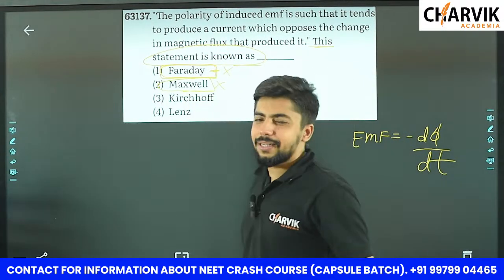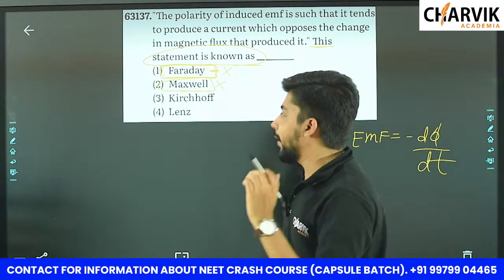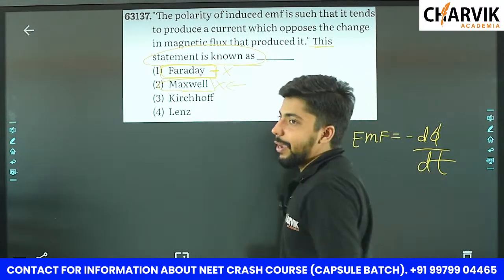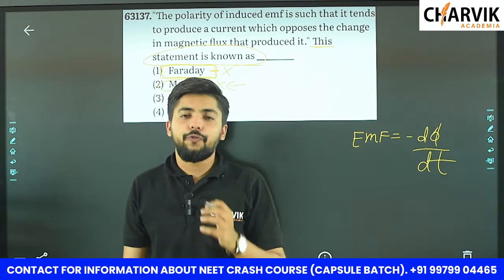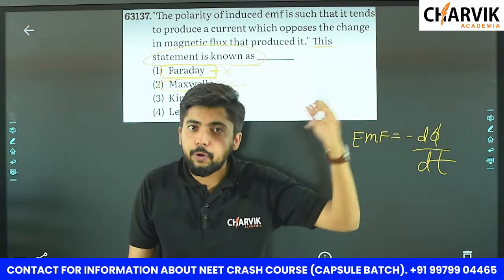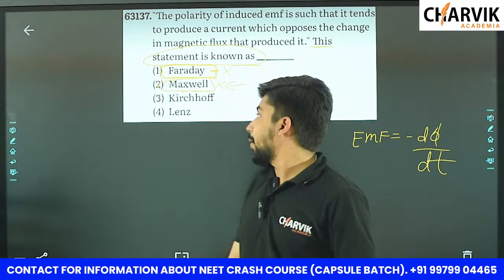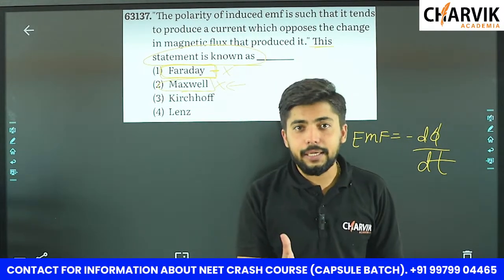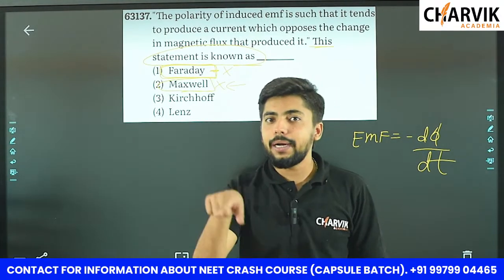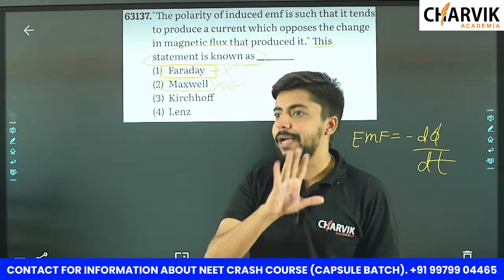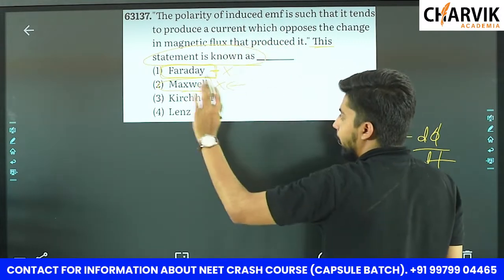Maxwell comes in the picture in the 8th chapter of standard 12, which is electromagnetic waves. He completes the electromagnetic theory by saying that a changing electric field produces a magnetic field. Until that time we only knew that a changing magnetic field can produce an electric field, but then Maxwell tells us that a changing electric field can also produce a magnetic field, and after that the whole electromagnetic theory completes. This is Maxwell's role in part 1 of standard 12. So this statement is also not made by Maxwell.